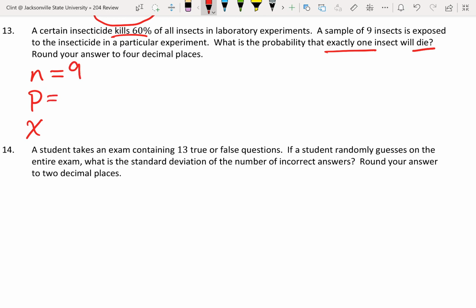For the probability of success, we're counting the ones that will die. So probability of success is 60% or 0.6. Some of the ones in Hawks, sometimes they throw you a little bit of a curve and they'll say it kills 60%. What's the probability 1 survives? And you've got to flip-flop the percentage there. And then we're looking for exactly 1 to die.